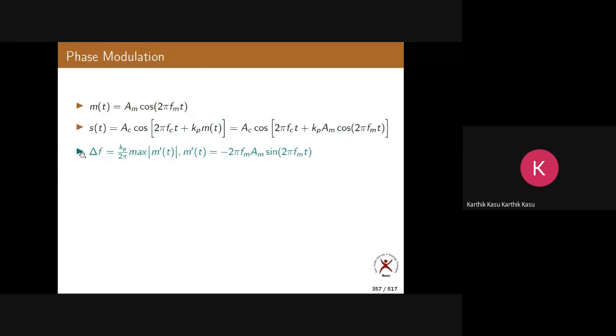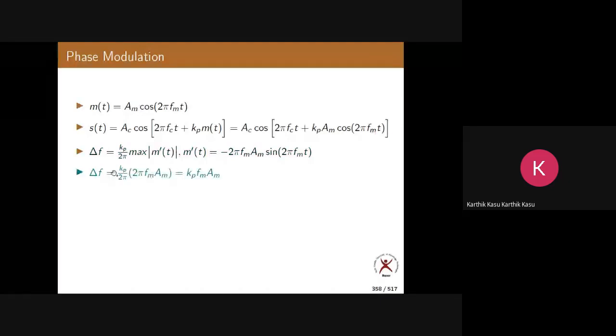So here, anyway, we have done these calculations before also. So what is delta f in case of PM? kp by 2 pi times the maximum of m'(t). What is m'(t)? This is m(t). m'(t) will be minus 2 pi fm Am sin 2 pi fm t. Correct? Is it right or not? Cos differentiation gives a minus sign. Now 2 pi fm comes because of this argument. Am is already present.